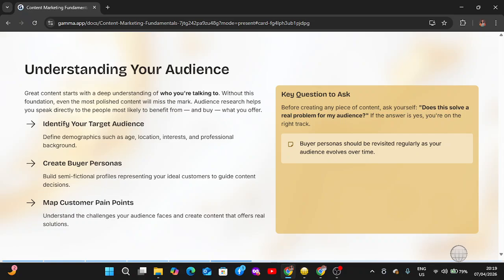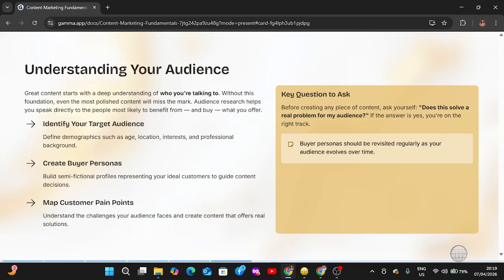So the first thing you need to do is to identify your target audience. That's define their demography like the age, location, what they're interested in. Majorly the interest is what gives you a connection, what gives you what you're going to be talking about. Then the personal, professional background and the likes. Then you build your buyer persona and then you map out your content pain points.